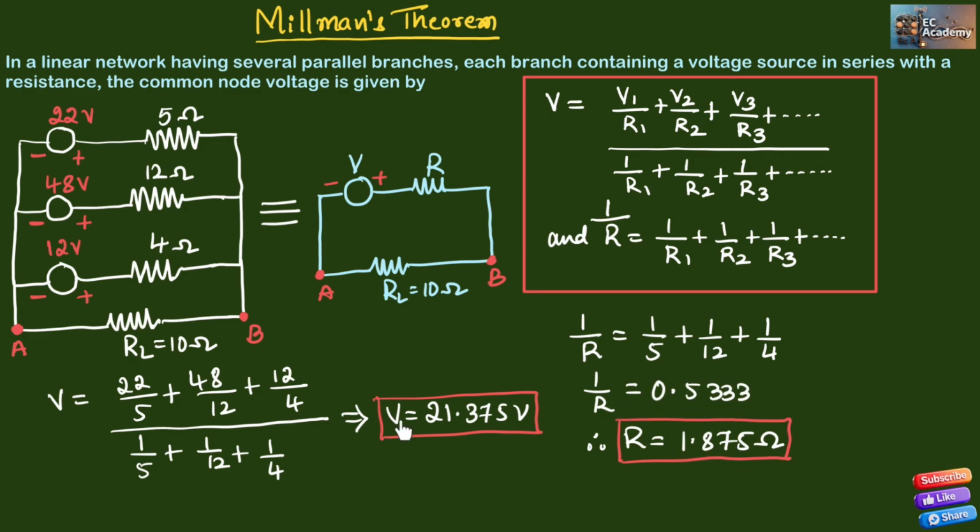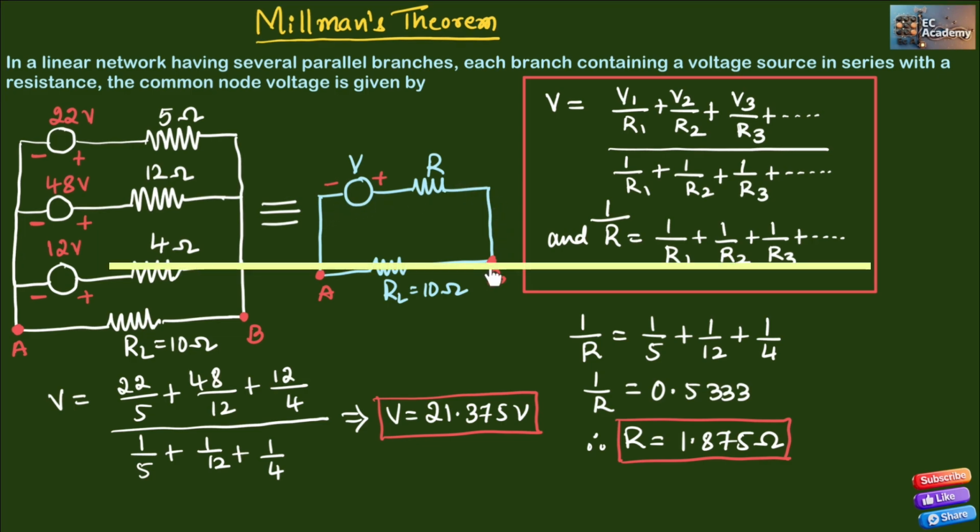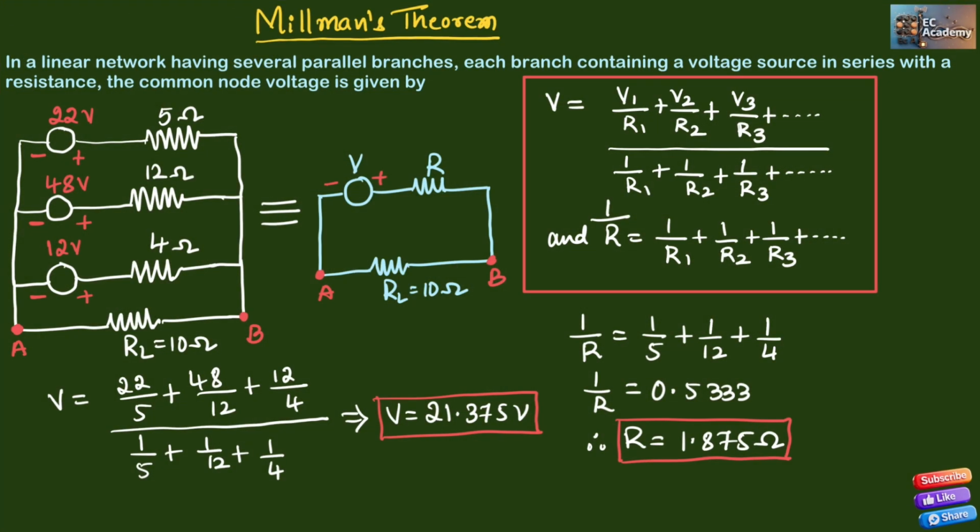Now we found the value of voltage and resistance. So in place of voltage and resistance, we can use this value and we can replace this entire complex network consisting of parallel combinations of voltage in series with resistance with a single voltage source and a resistor connected in series between 2 points. This is about Millman's theorem.